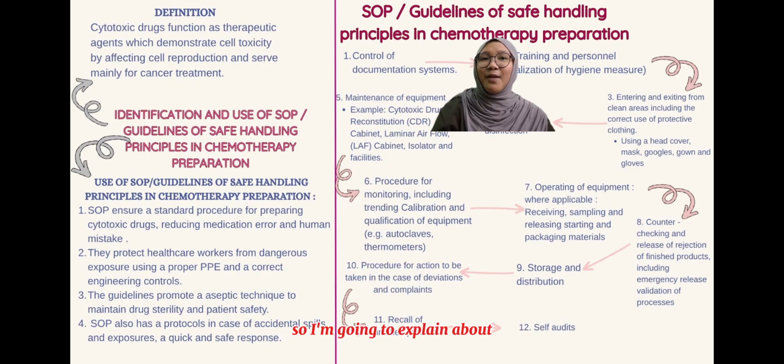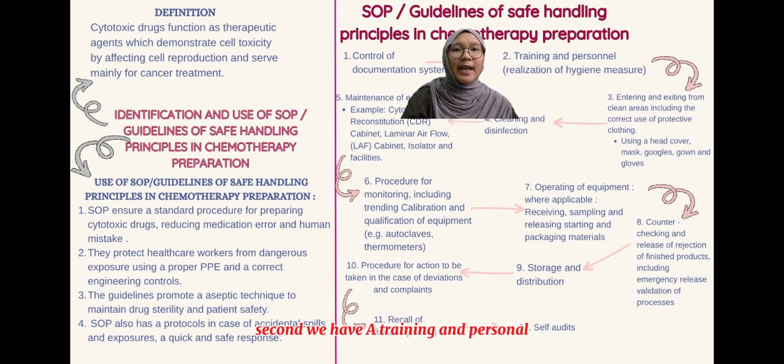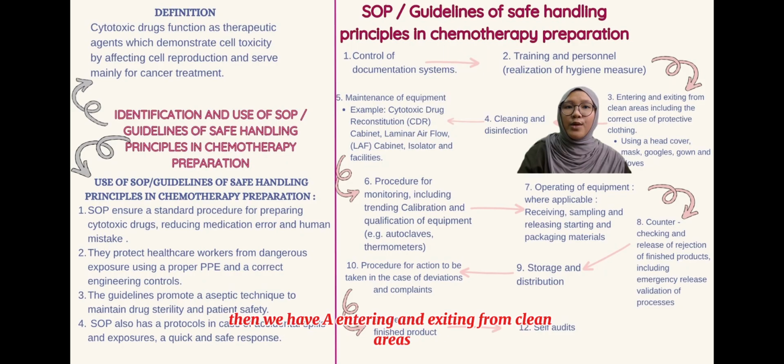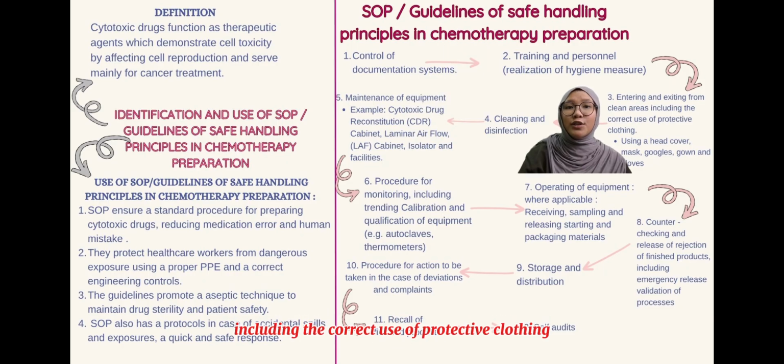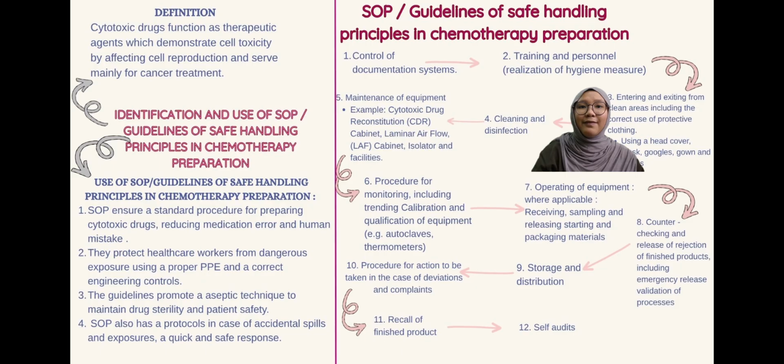So I'm going to explain about SOP or guidelines of safe handling principle in chemotherapy preparation. The first is control of documentation system. Second, we have training and personnel, which is a serialization of hygiene measures. Then we have entering and exiting from clean areas, including the correct use of protective clothing, which are head cover, mask, goggles, gown and gloves. After that, we need cleaning and disinfection after doing chemotherapy preparation.